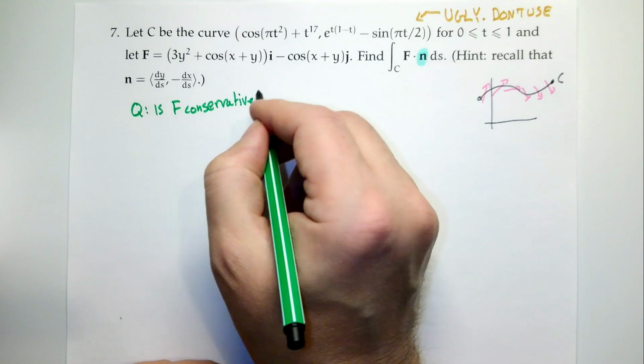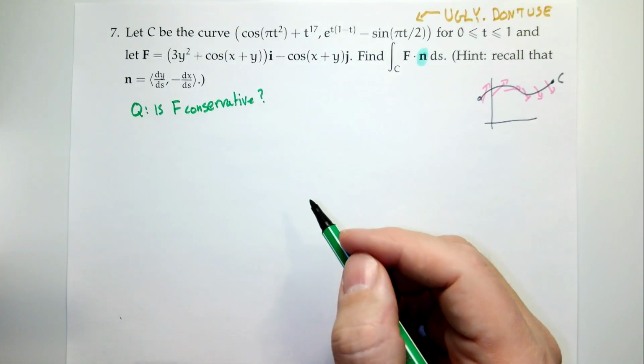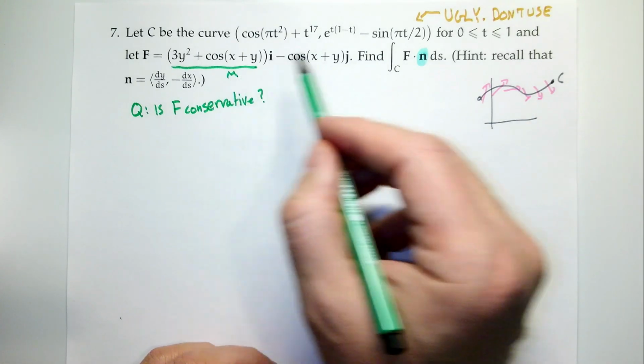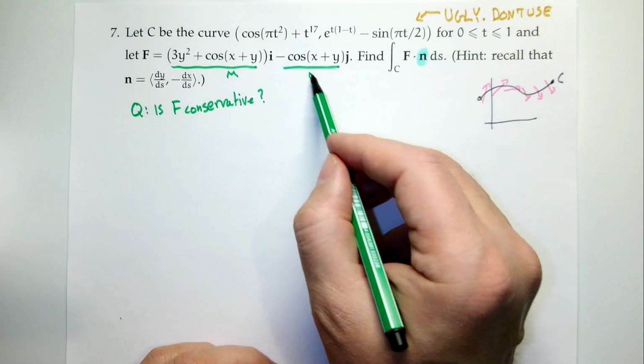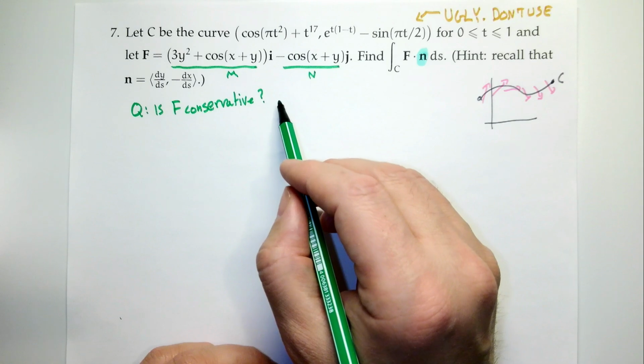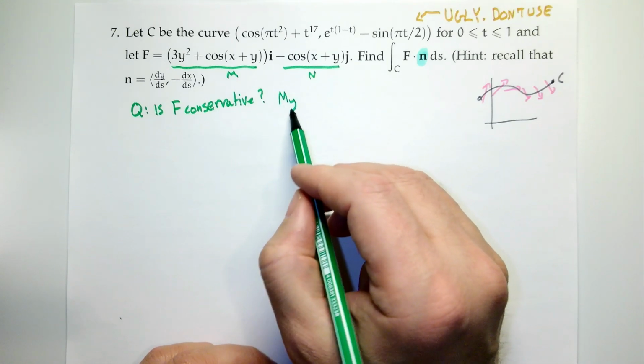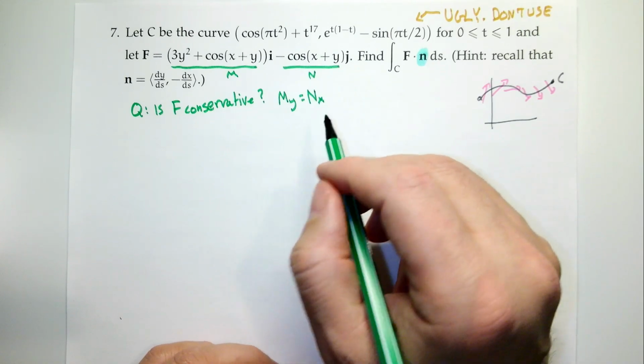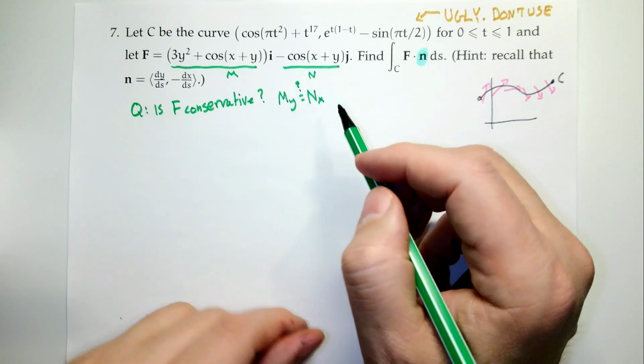Well, how do you check? There's actually a really easy check. So remember the easy check. If this is m and this is n, one thing that has to be true about conservative functions is that m sub y has to equal n sub x. Well, does it? Let's check.